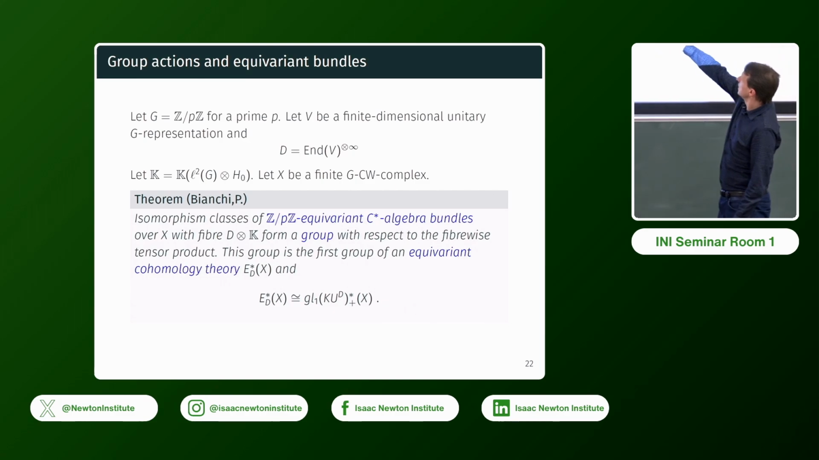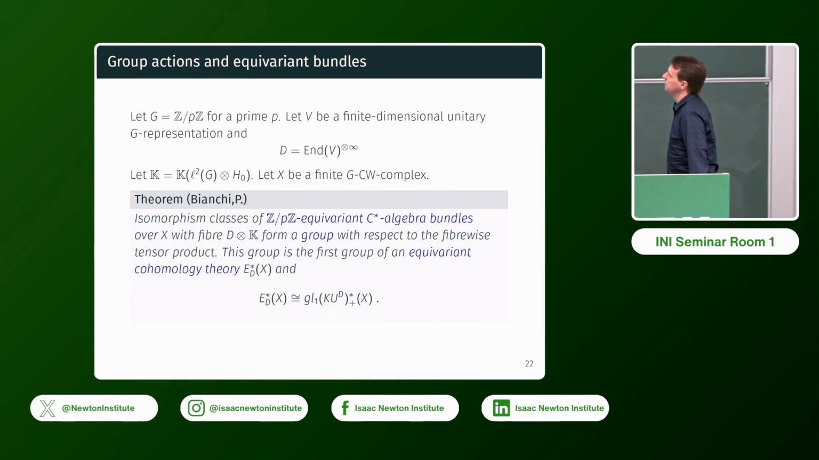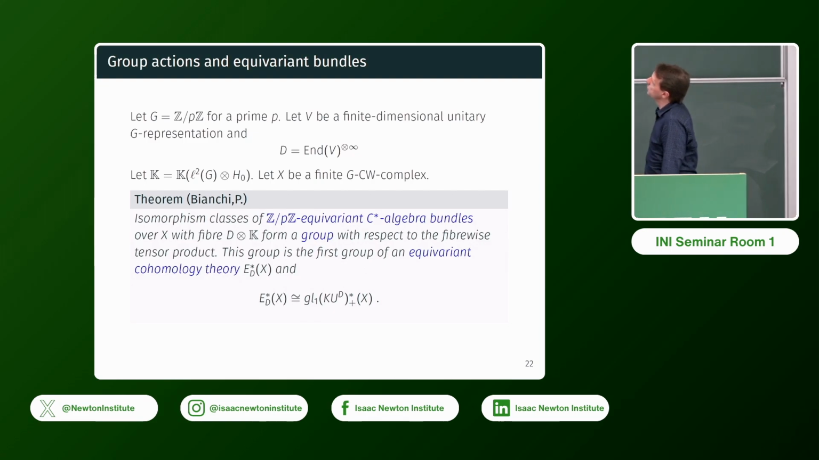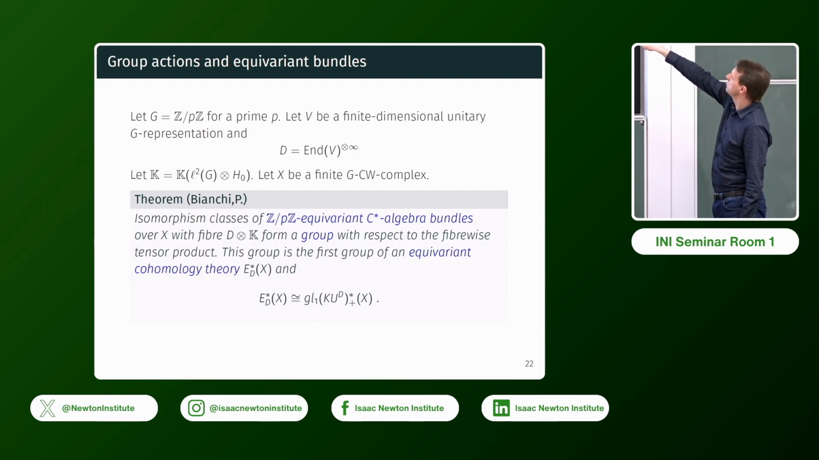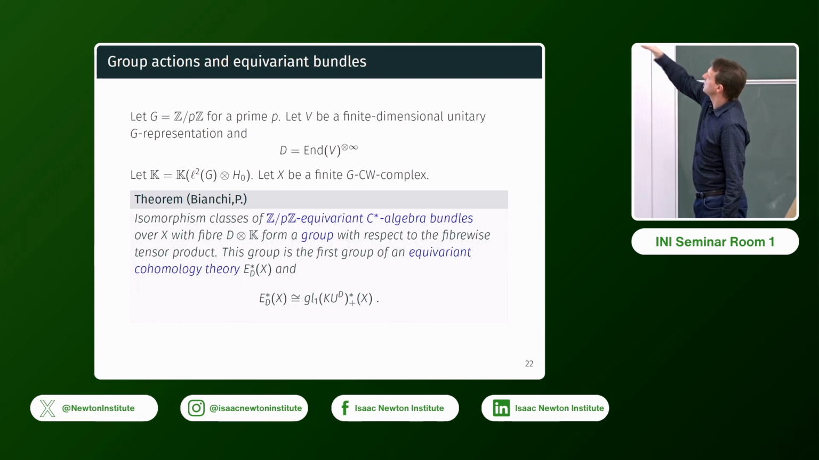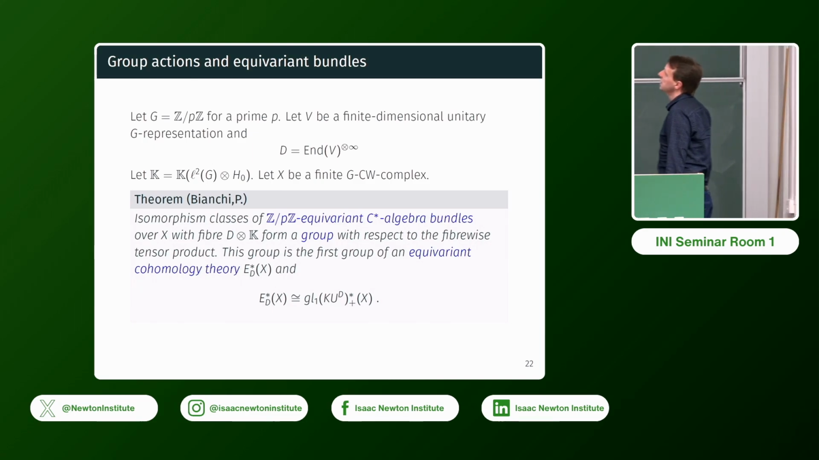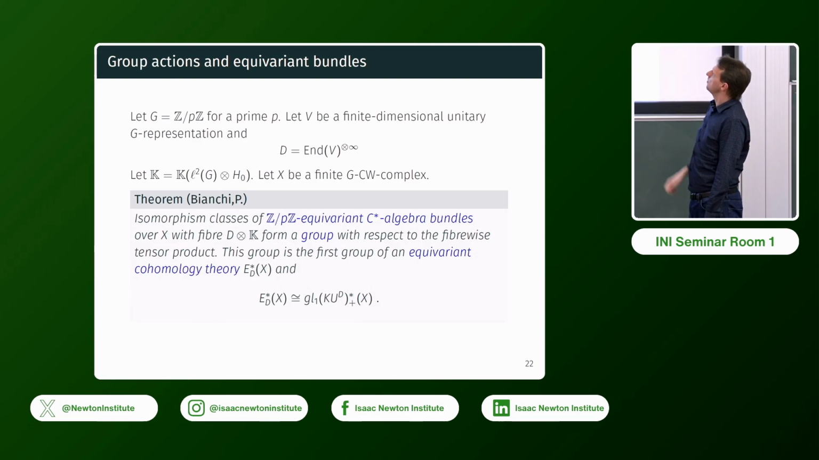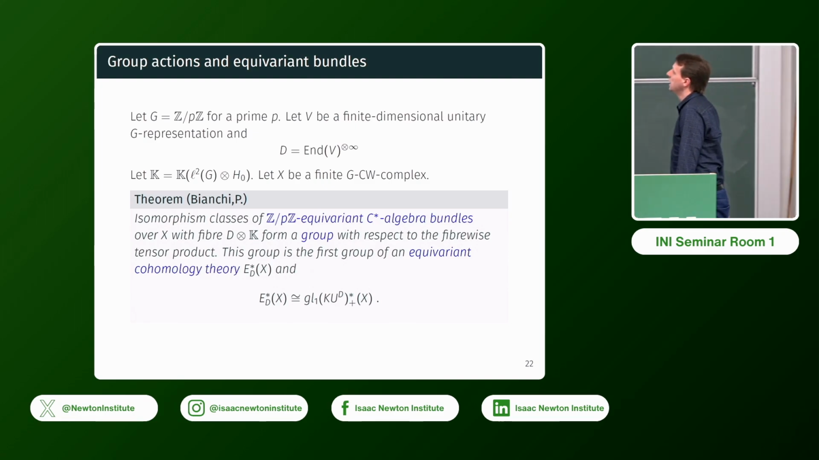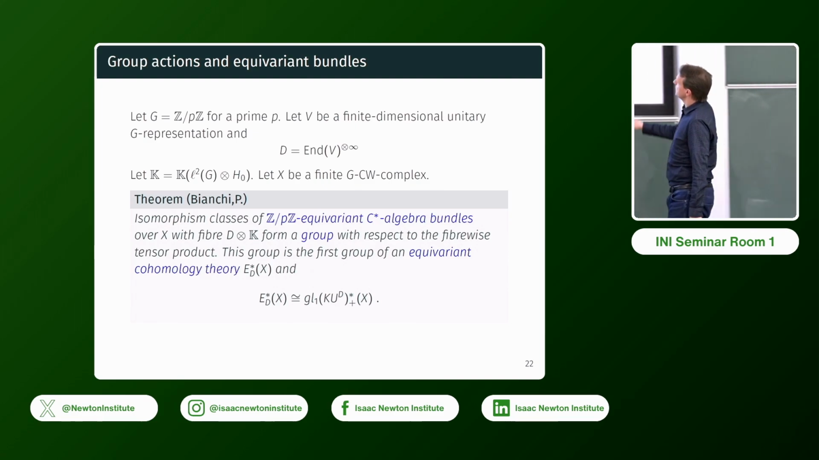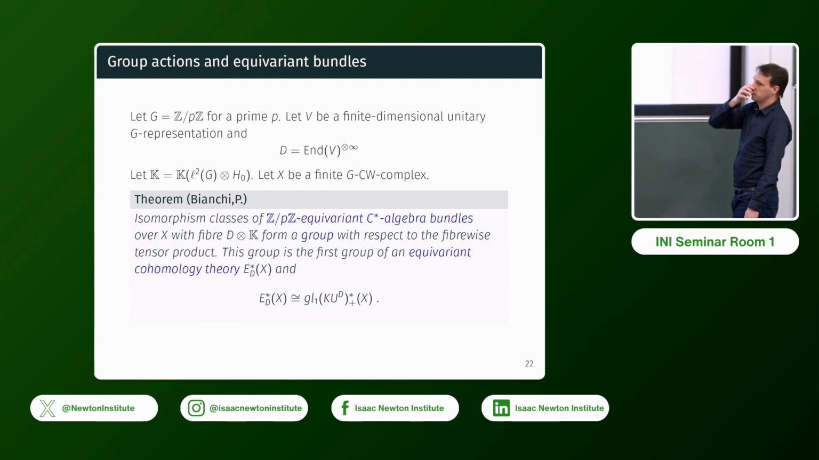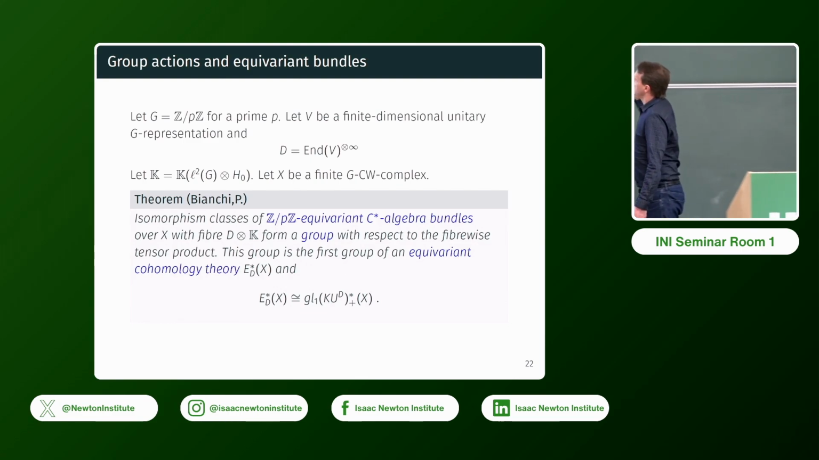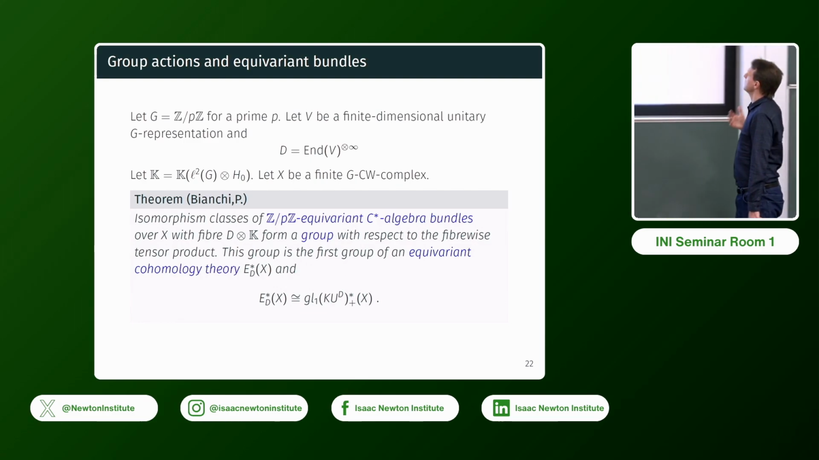So we looked at G equal to Z mod pZ, so a finite cyclic group of prime order p. Then we looked at finite dimensional unitary G representations, V, and took the associated UHF algebra. That's the G-C-star algebra. Likewise, you can equip the compact operators with the universal G action. And then if you do that, you can look at the Z mod pZ equivariant C-star algebra bundles over X. And then the result from before is still true. They still form a group.